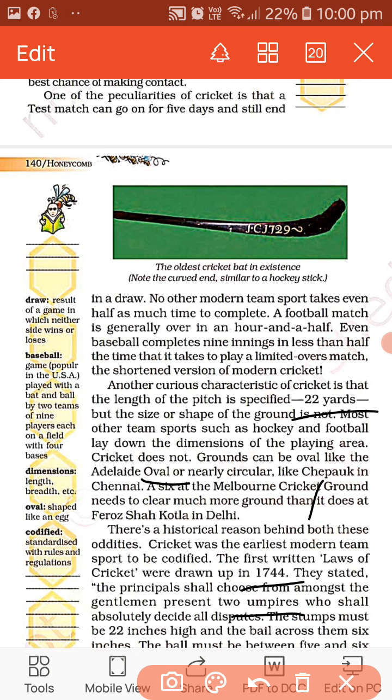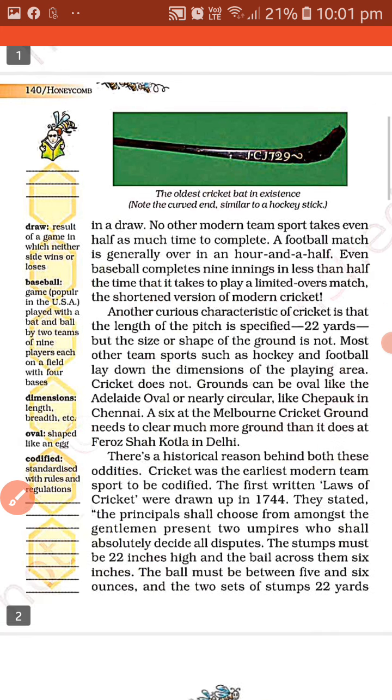And it specified the stumps to be 22 inches high and the bails across them to be 6 inches. So these are the stumps, children. The stumps are 22 inches, and the bails which are across the stumps are 6 inches. The ball weight was about 5 or 6 ounces, and the distance between the two sets of stumps was 22 yards.